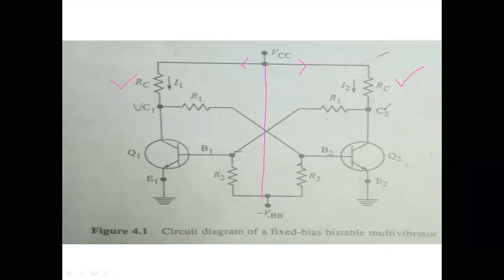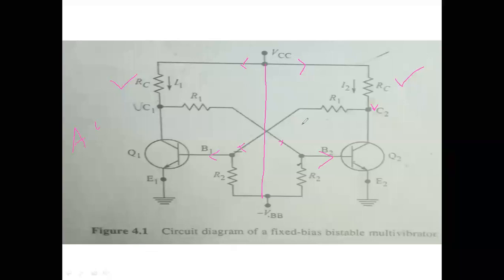The voltage here will be the same, so VC1 and VC2 voltages will be the same. When VC1 and VC2 voltages are the same, the same current flows here, and since both resistances are the same, the same current flows here too. Initially both transistors will be in the active region.